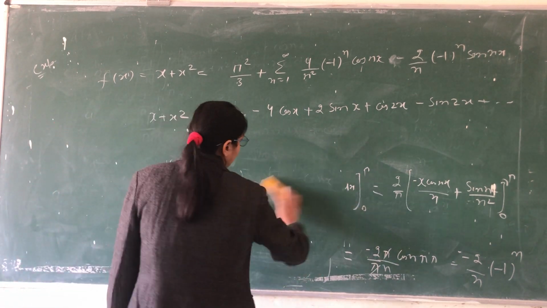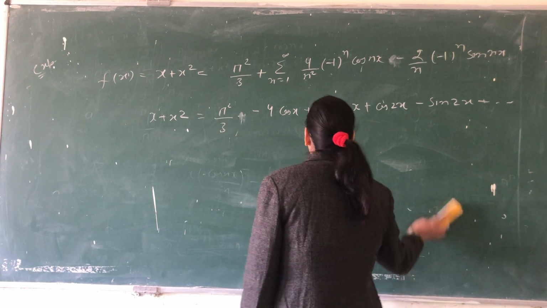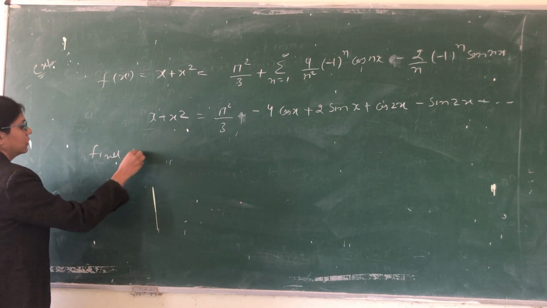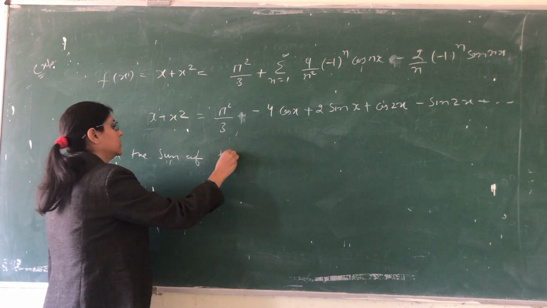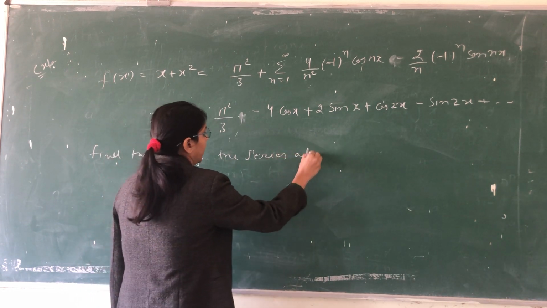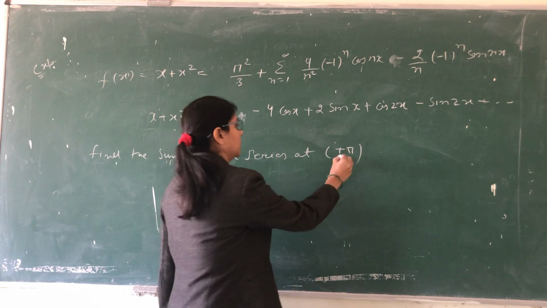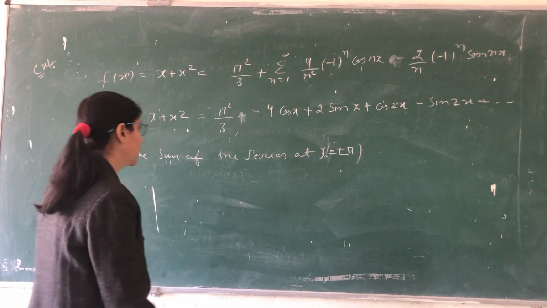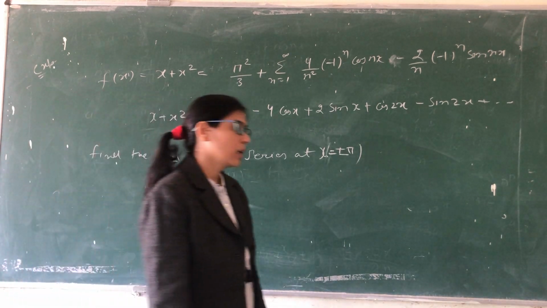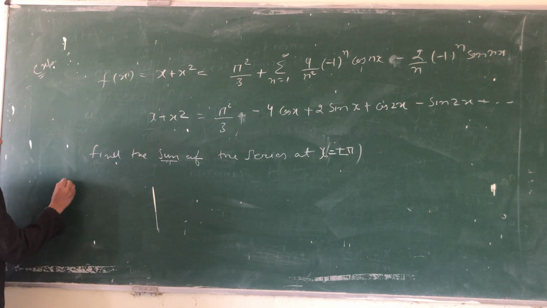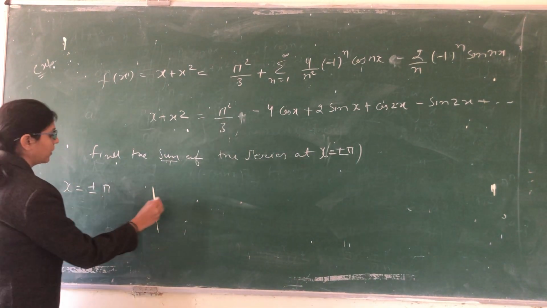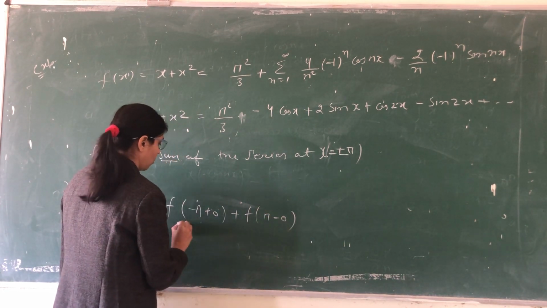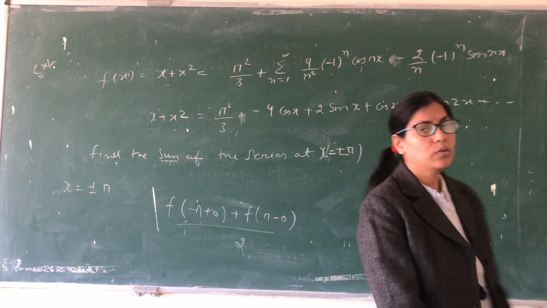यहाँ उन्होंने क्वेश्चन में फंक्शन का सीरीज का सम भी मांगा हुआ है. तो यहाँ पे साथ में क्वेश्चन भी है कि फाइंड द सम ऑफ द सीरीज, सम ऑफ दिस सीरीज एट द पॉइंट प्लस माइनस पाई, यानी x इक्वल्स टू प्लस माइनस पाई पॉइंट पे हमें सीरीज का सम फाइंड करना है. तो ये नोट कर लो, द सम ऑफ द सीरीज एट द पॉइंट x इक्वल्स टू प्लस माइनस पाई इज डिफाइंड बाय f ऑफ माइनस पाई प्लस 0 प्लस f ऑफ पाई माइनस 0 ओवर 2.